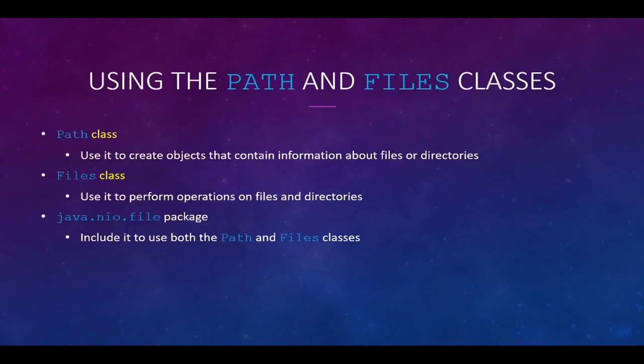In Java, we have a few classes that will help us do all of these things. We've got this Path class. It's going to create an object, because it's a capital P, that's going to contain information about the files or directories. It's going to be associated to that path and that location of where those files are. The second class is called Files, and it's going to perform operations on the files and the directories. That's where your read and write and open and close are going to be, within your Files.